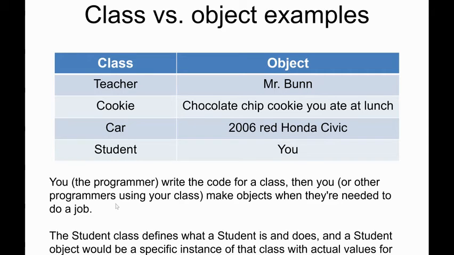You, the programmer, write the code for a class. Then you or other programmers using your class make objects when they're needed to do a job. The student class defines what a student is and does, and a student object would be a specific instance of that class with actual values for the variables, for example, name and grade.